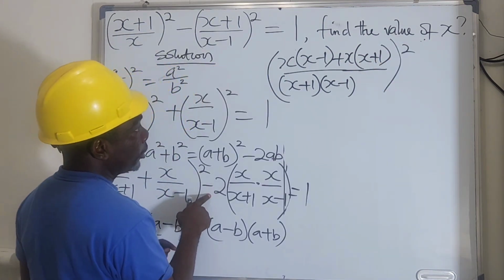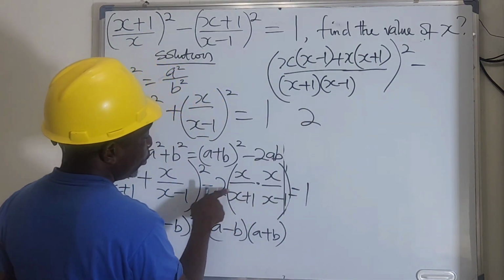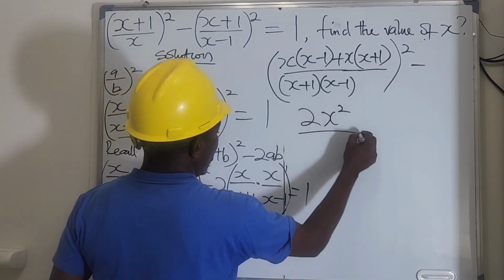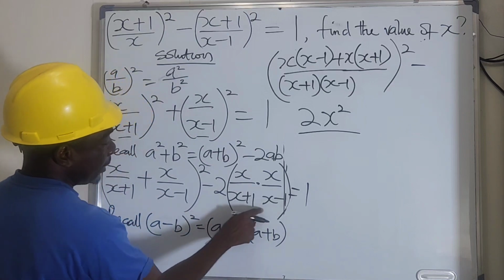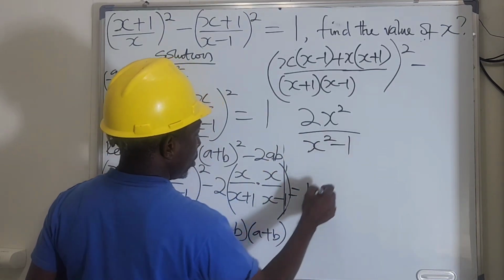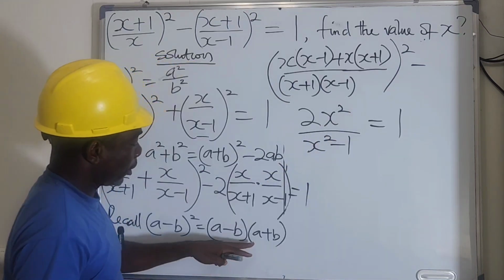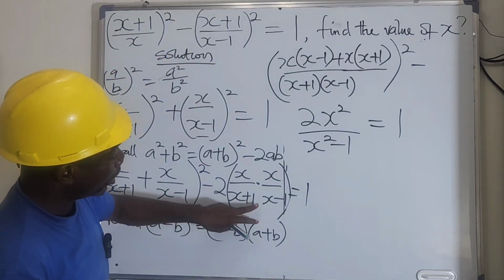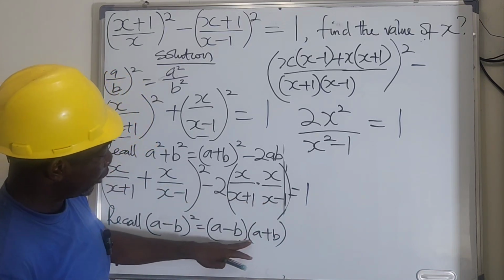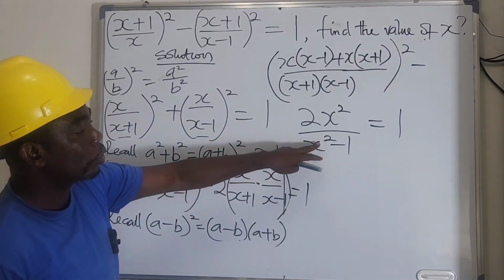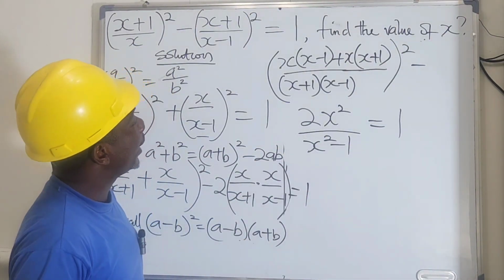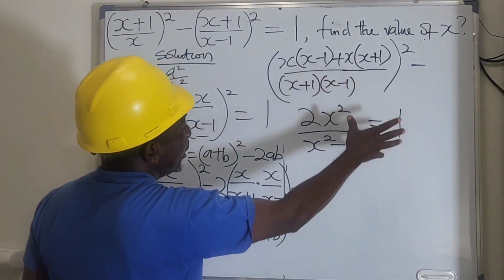This minus 2, this is 2 times x is 2x squared all over. We said that this is a difference of two squares. We'll put it as x squared minus 1, because here x plus 1 times x minus 1 is a difference of two squares, which is going to be x squared minus 1 squared. 1 squared is the same thing as 1. So let us rearrange this equation.